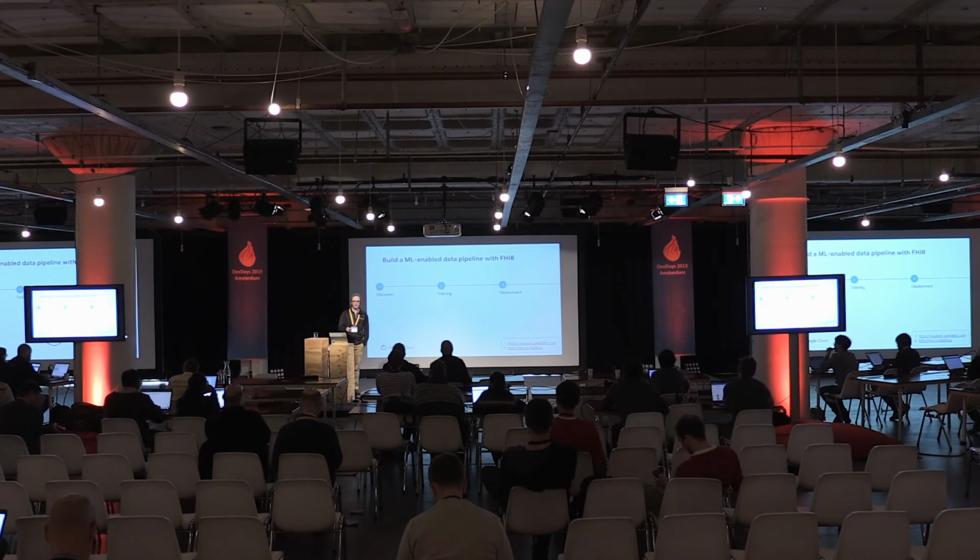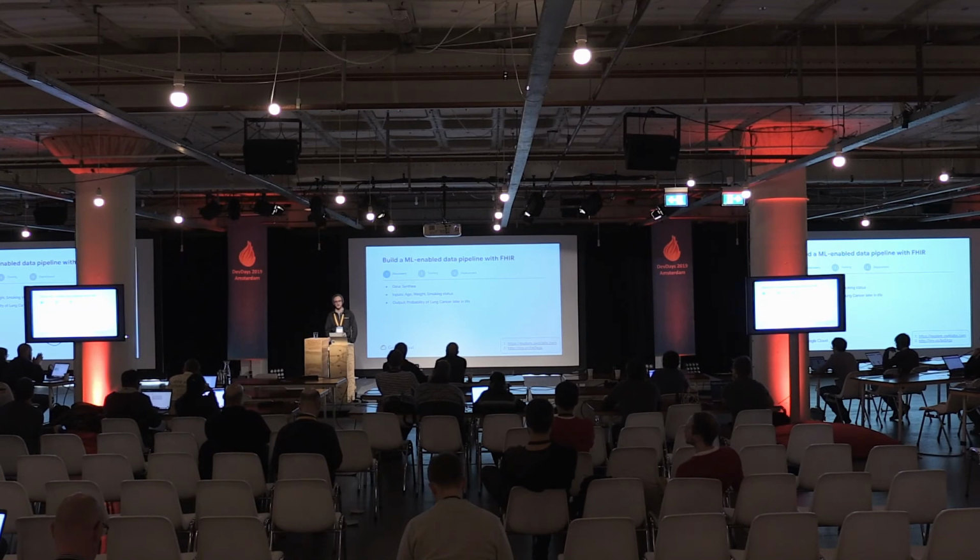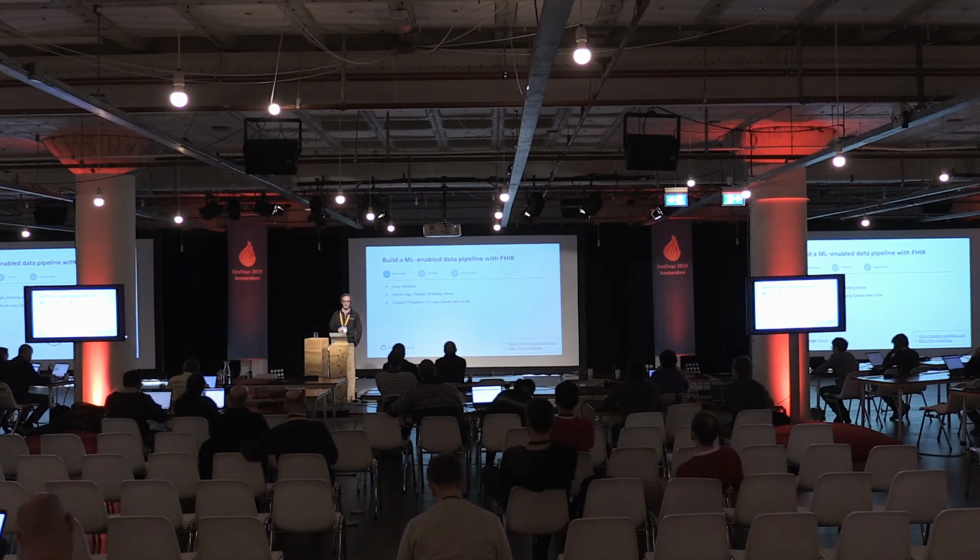So how do we go about building that data pipeline? We start with discovery. In this case, we are building a model that will predict lung cancer risk based on just a few features. We start with Synthea data. All of the patient information that we're using today has been generated with Synthea. We extract the age, weight, and if the patient has a history of smoking. And then we output the probability of lung cancer later in life. So our input tensor is just the three values you see here.